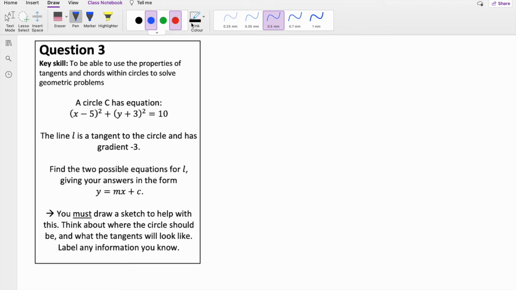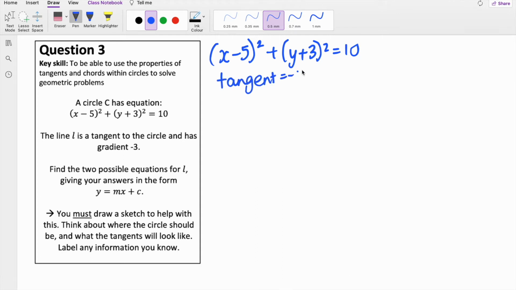So I'm going to write down just the key information that I have. I've got the equation of my circle, which is (x - 5) squared. This is going to help me further down the line to work out the centre of the circle and any other information I may need. And I know that the tangent gradient is -3.